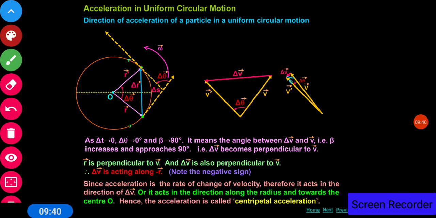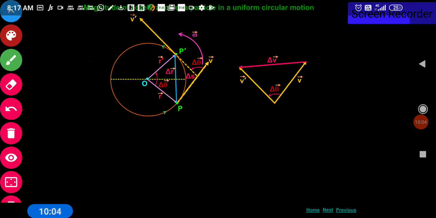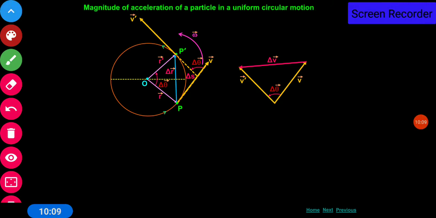So since acceleration is the rate of change of velocity, it acts in the direction of the change in velocity, or it acts along the radius and toward the center O. Hence the acceleration is called centripetal acceleration. Since acceleration is acting towards the center, it is called centripetal, meaning center-seeking acceleration. Now let us find an expression for the magnitude of the acceleration of a particle in uniform circular motion. So let us come again to the same figure.